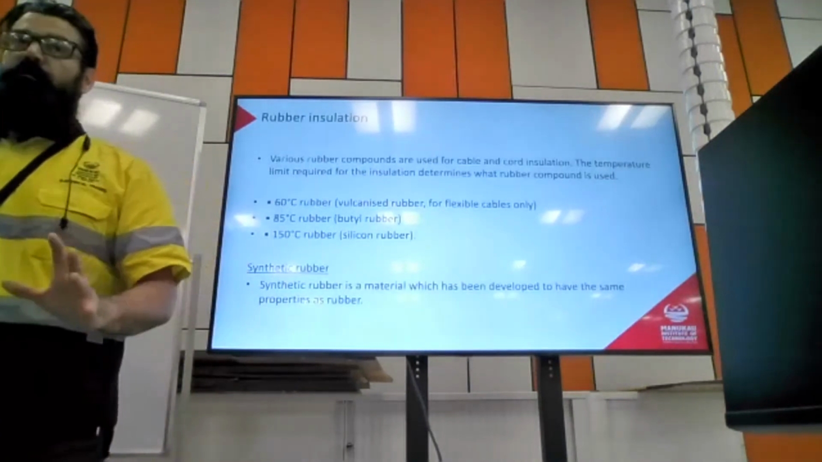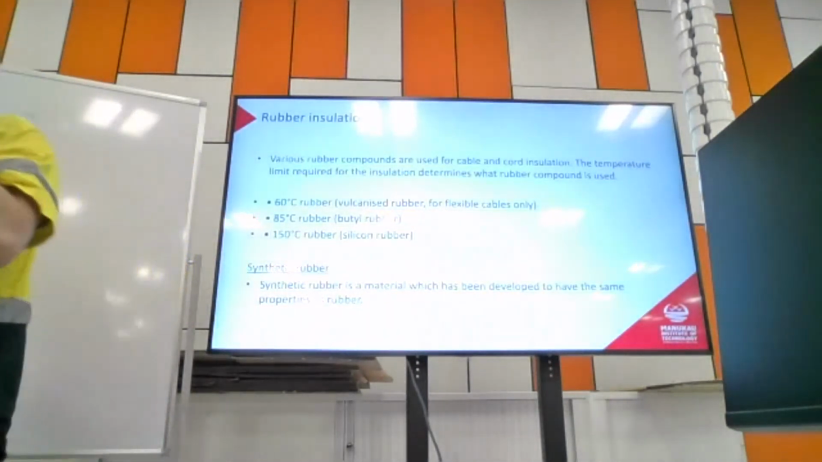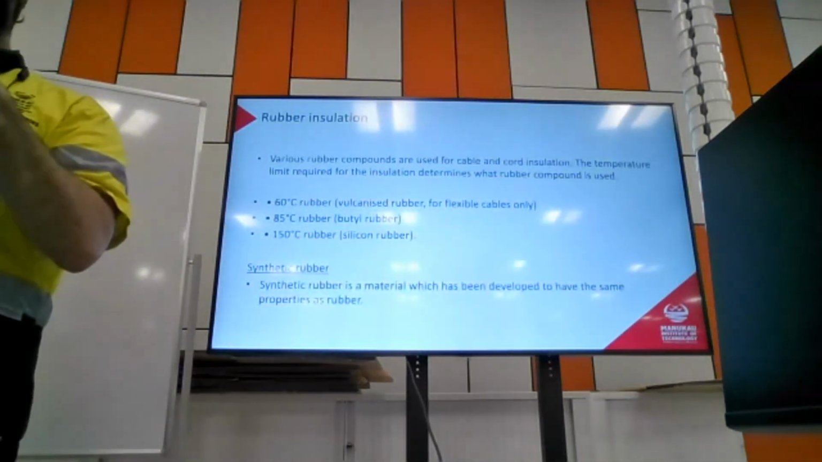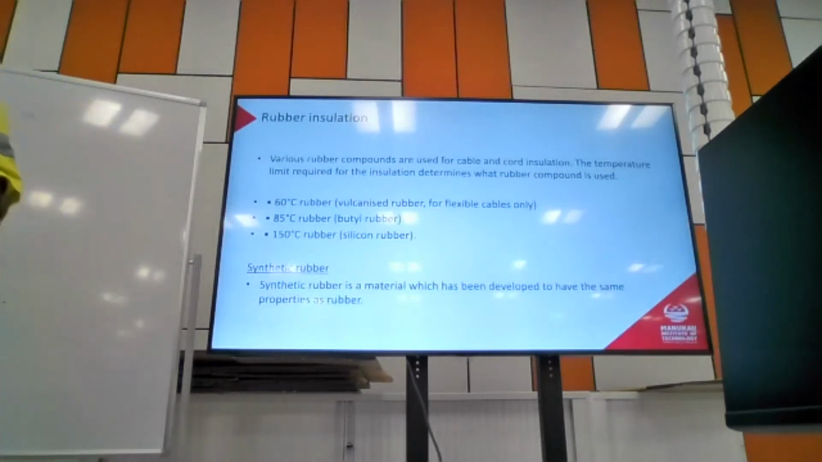So if you ever come across rubber insulation, the most important thing is don't mess with it, because it gets brittle and it'll stay there and it'll keep doing its job fine. As soon as you move it, it just crumbles and falls to pieces. And I've done that before.